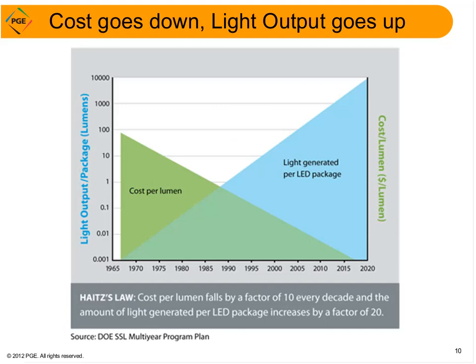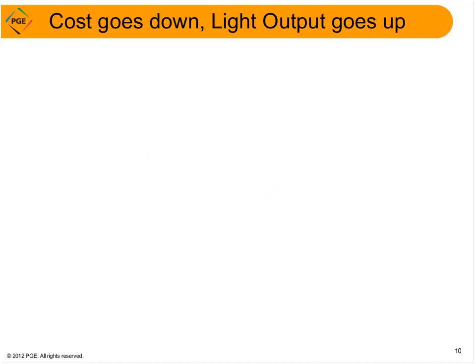This chart illustrates the historical and predictive trend of LED light output, how it increases along with concurrent cost decreases. This is known as Haitz's law: the cost per lumen falls by a factor of 10 every decade, and the amount of light generated per LED package increases by a factor of 20 over that same amount of time. This is similar to Moore's law for computer chips, where it predicts the performance of computer chips. And while this law has held true in the past, the advances are beginning to slow down somewhat.